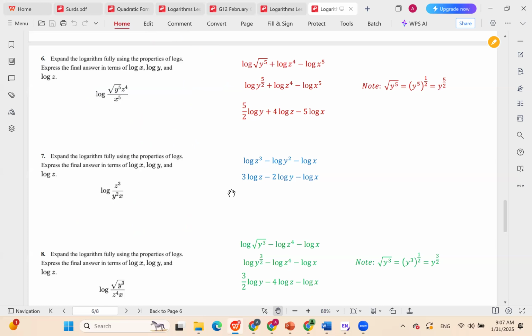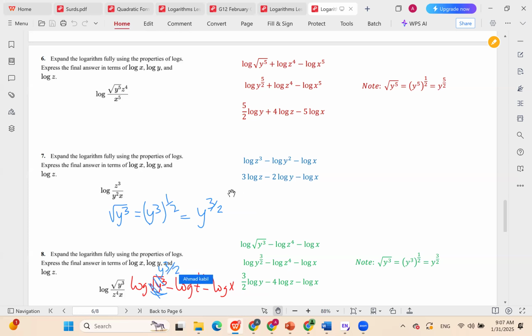log root y power 3 over z power 4x. So we have log root y power 3 minus log z power 4 minus log x. And like we said before, this can be handled in a better way. So root y power 3 is the same as y power 3 all power half, which is the same as y power 3 over 2. So we can remove this and write y power 3 over 2.